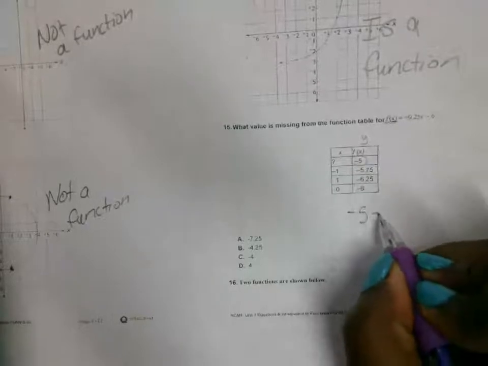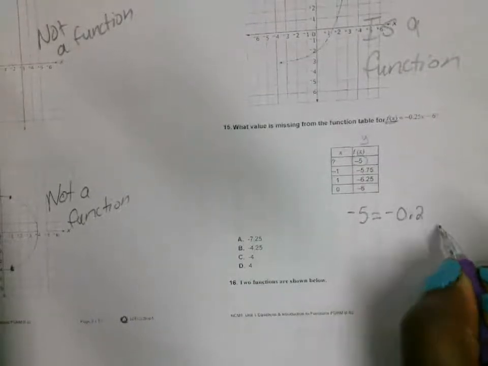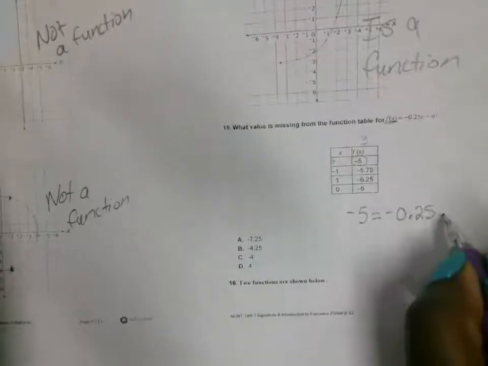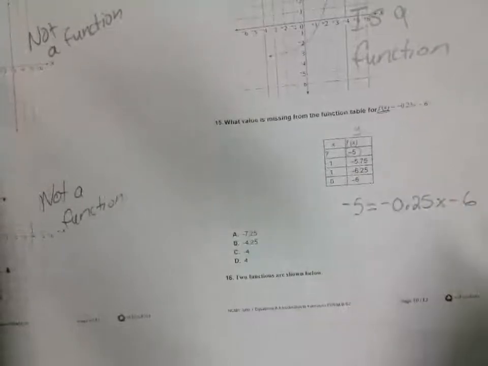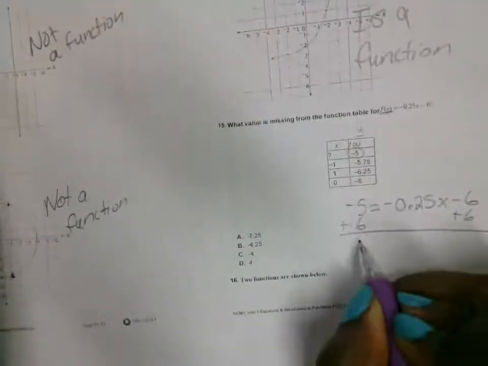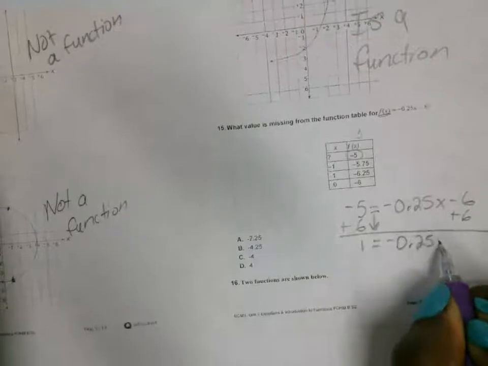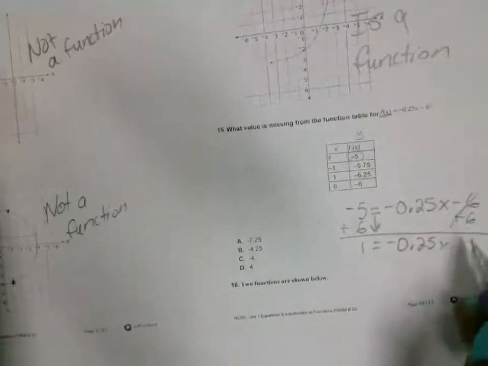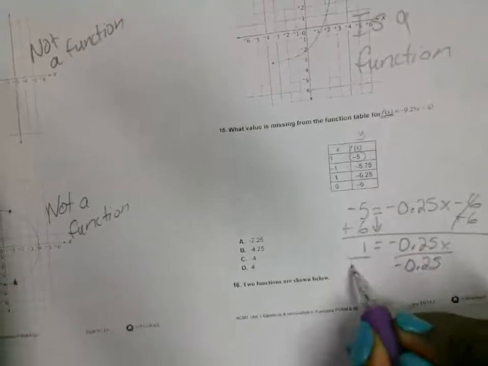So we have negative 5 is equal to negative 0.25x minus 6. So in order to solve for x, I'm going to move the 6 first by adding 6 to both sides. This is going to give me 1 is equal to negative 0.25x. Okay, now I'm going to divide by negative 0.25 on both sides.